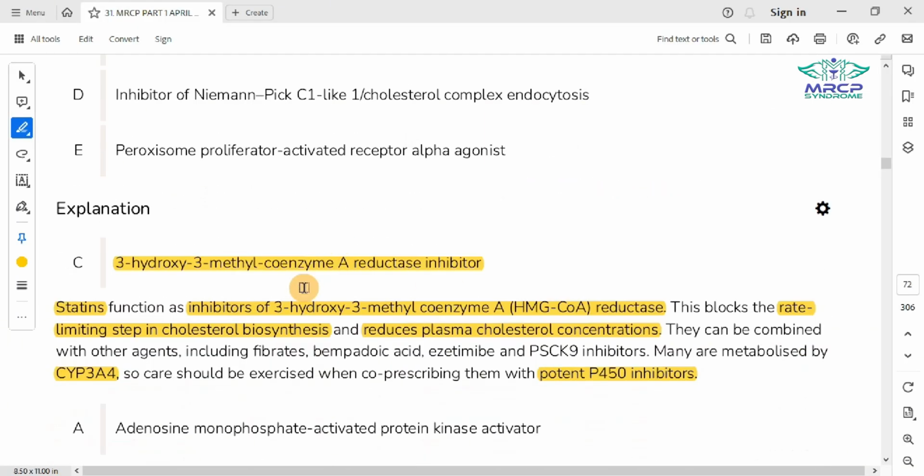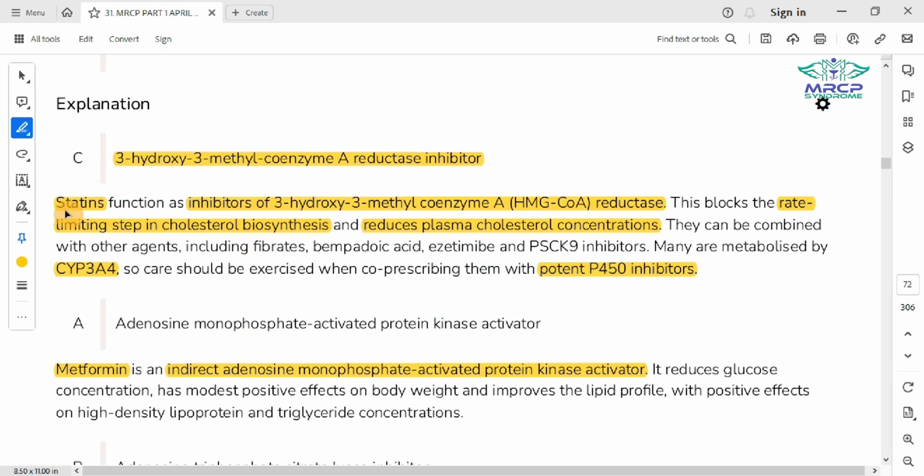So this is our HMG-CoA reductase. Statins function as inhibitors of 3-hydroxy 3-methyl glutaryl coenzyme A reductase. This blocks the rate limiting step in cholesterol biosynthesis and reduces plasma cholesterol concentration. They can be combined with other agents including fibrate, bempedoic acid, ezetimibe, and PCSK9 inhibitors.